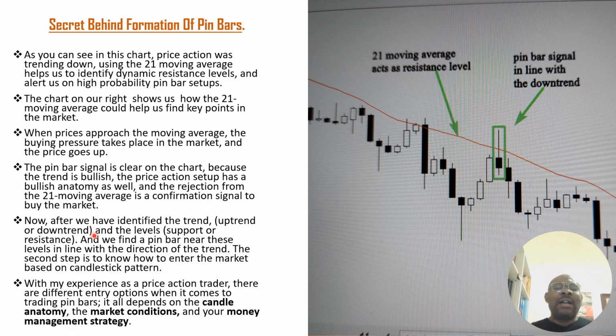So now, after we have identified the trend, uptrend or downtrend, and the levels, the support or resistance level, the next thing we need to do is find a pin bar near these levels in line with the direction of the trend. The second step is to know how to enter the market based on the candlestick pattern. By the time you see something like this, this is a pin bar. The next thing you should know is when and how to enter.